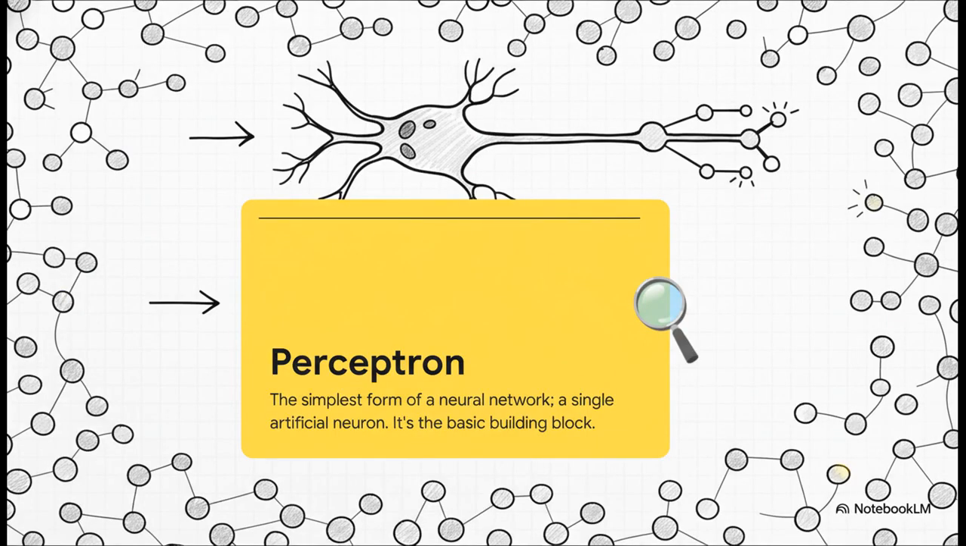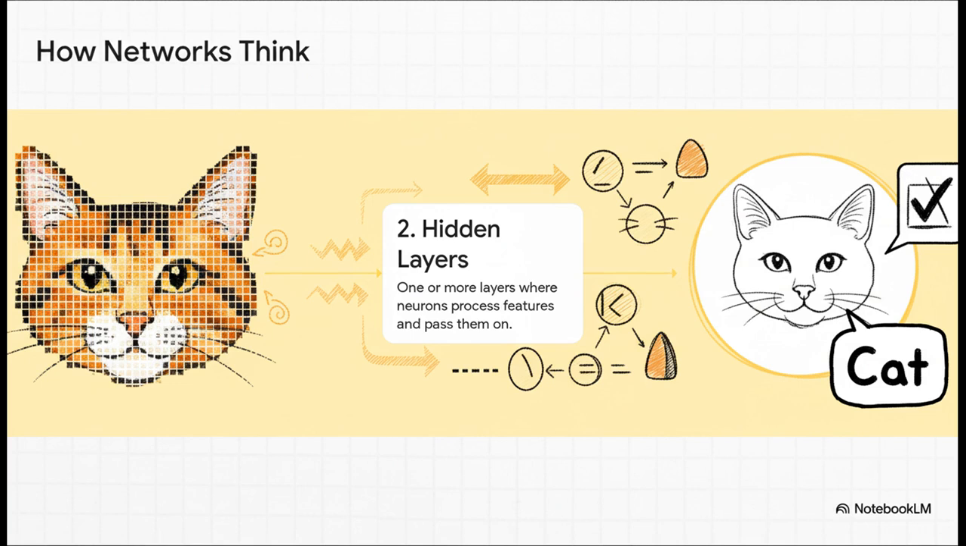You could just think of it as one single artificial neuron. It takes in some information, it makes a really simple decision based on that info, and then it passes a signal along. Now, by itself, a single one isn't very smart. But when you start connecting thousands or even millions of them together, well, that's when you get a multi-layer network where information flows in one direction.